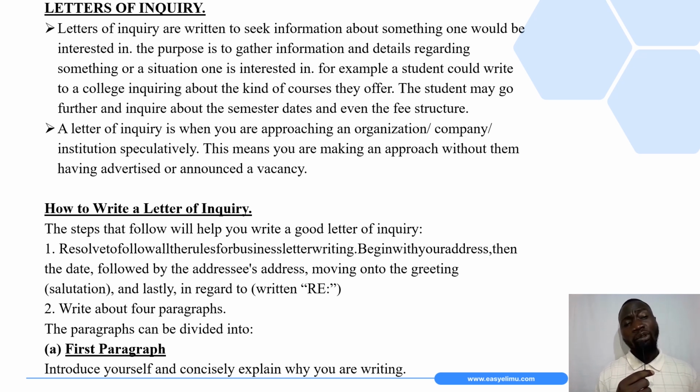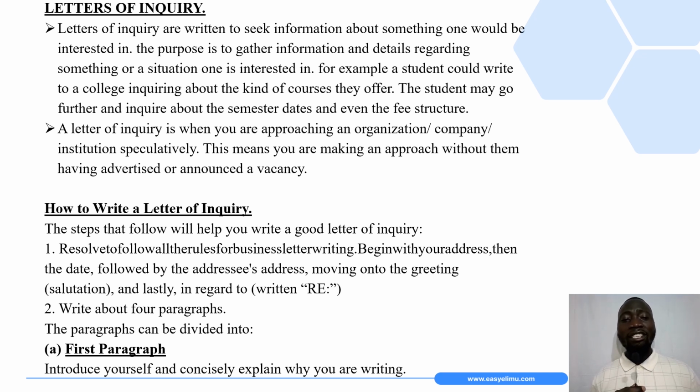So, dear students, letters of inquiry are letters written to seek information about something one would be interested in. And the purpose is to gather information and details regarding something or a situation one is interested in. So a perfect example, a student could write to a college inquiring about the semester dates and even the fee structure. So let's call him student X.